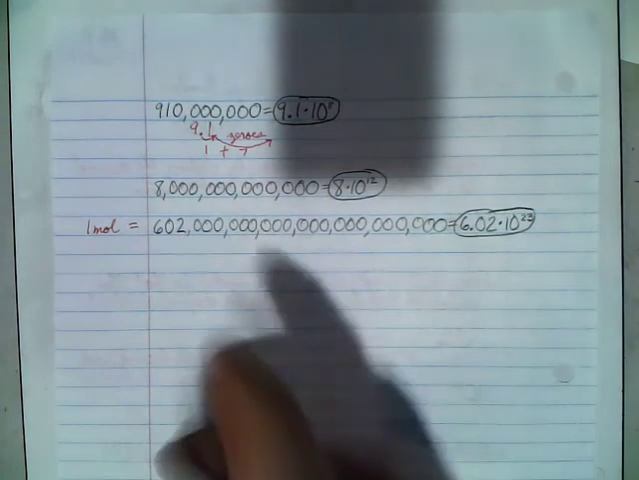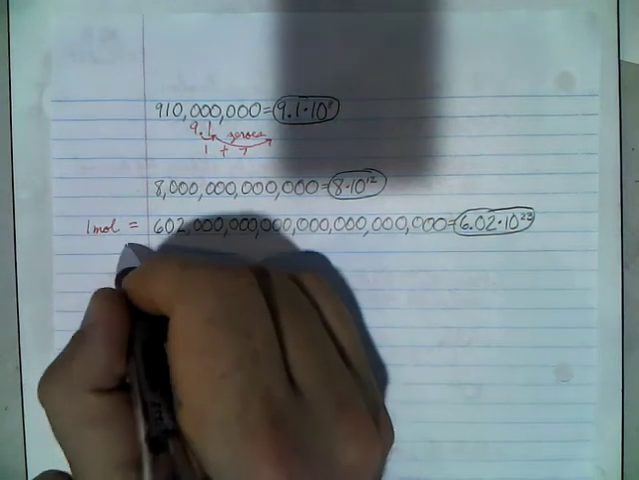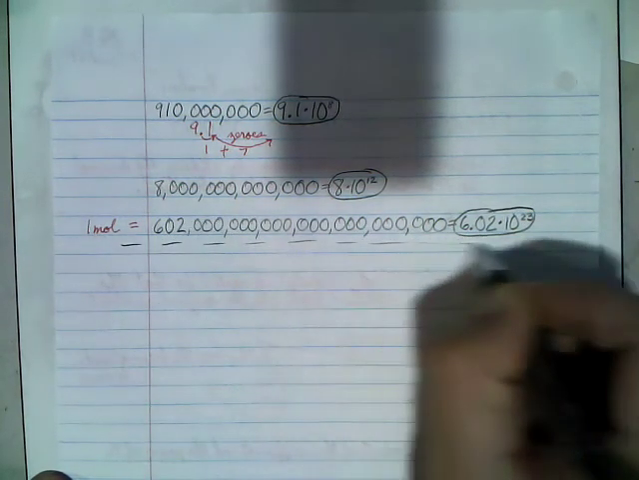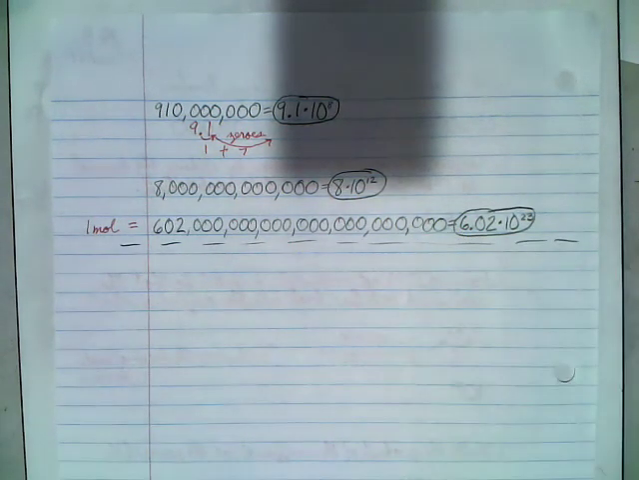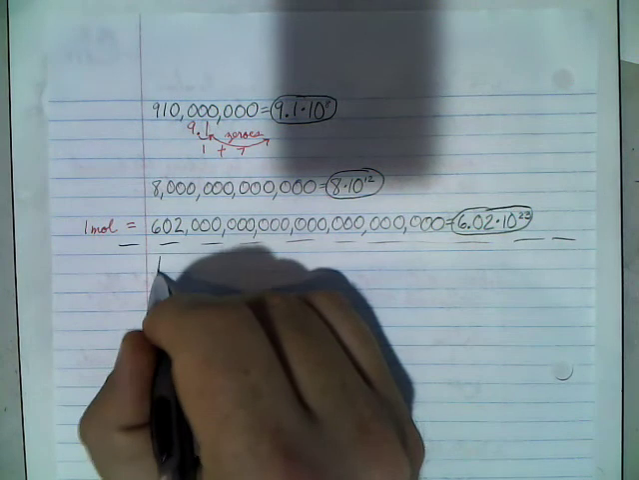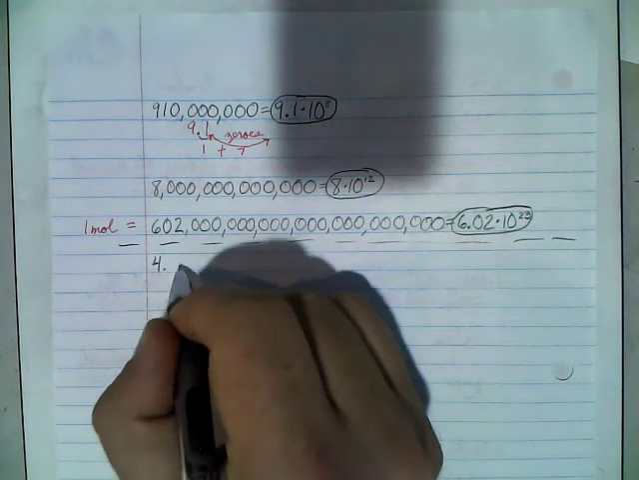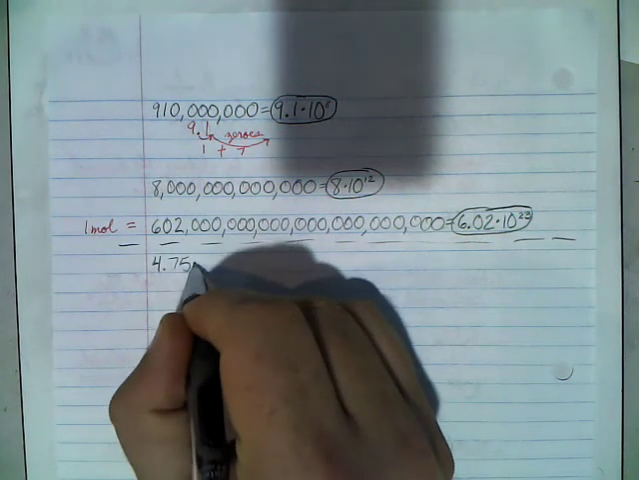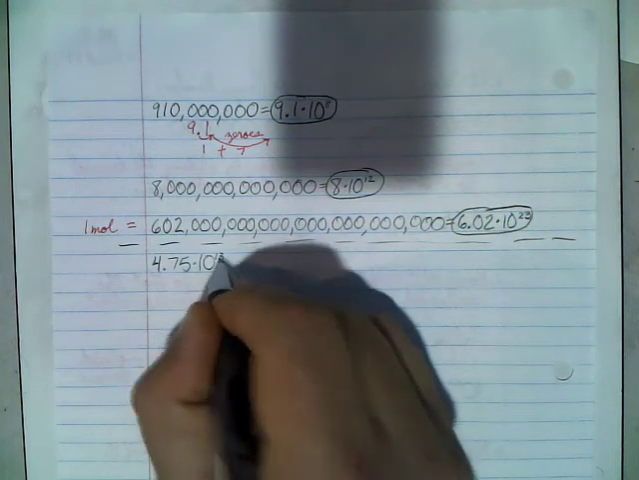Well, ladies and gentlemen, we're going to switch gears now, and we're going to take a look at how to go from scientific notation back to standard notation. So standard just means normal. And we'll start with 4.75 times 10 to the 13th power.